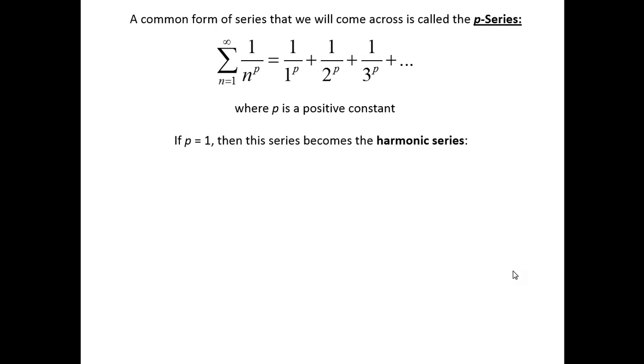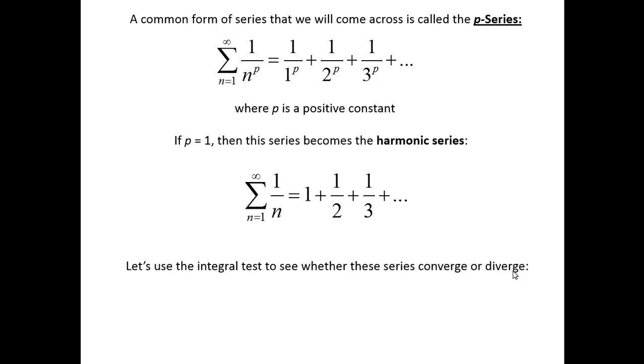We've kind of already talked about what happens if p equals 1. I made mention of it the first day. That turns into what we call the harmonic series. It's probably the most common p-series that comes up. So 1 over n, just the series 1 plus 1/2 plus 1/3, etc. So let's use our integral test to see whether p-series converge or diverge and under what conditions.